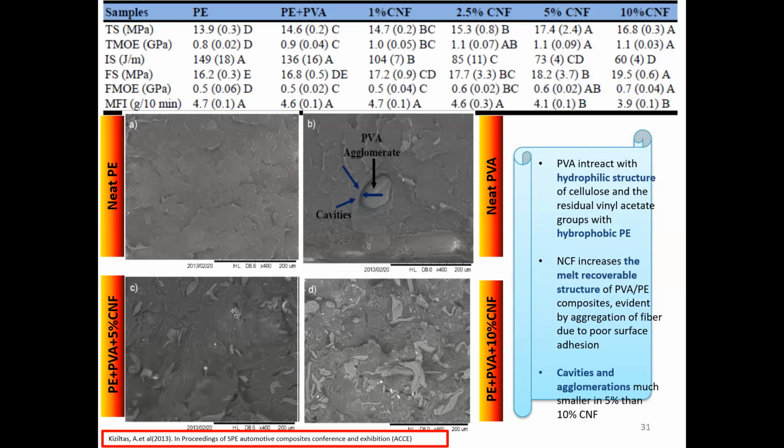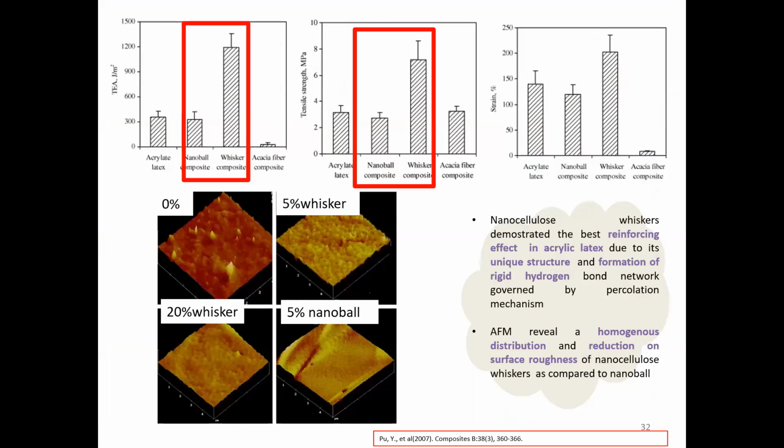the properties, especially the mechanical properties, improve simultaneously due to this process. And another one, they studied how the structures of the nanocellulose affect the properties of the composite. In this study, they used acrylic latex, and it shows that the nanocellulose in the form of nanoball gives a better interaction with the acrylic latex as compared to the one in the form of viscous.